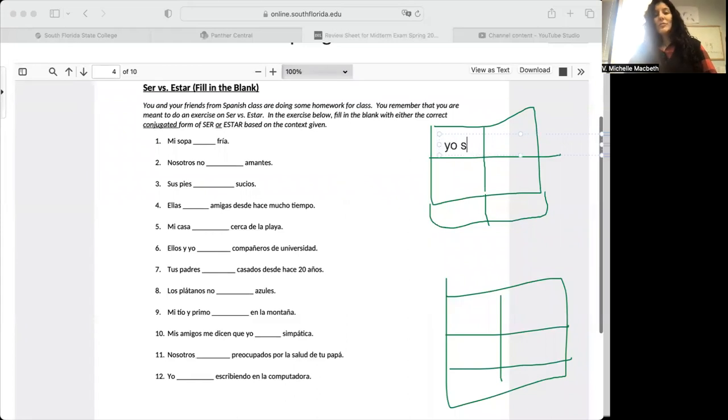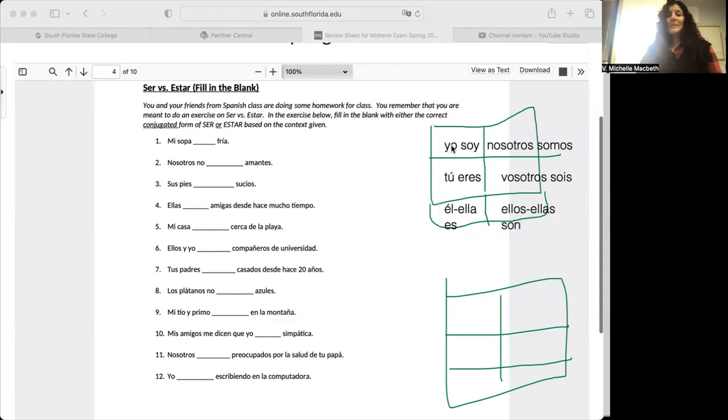So it's yo soy. Tú eres. Él, ella, usted es. Nosotros somos. Vosotros sois. Ellos, ellas, ustedes son. Okay, so that's ser. Let's put that in caps.